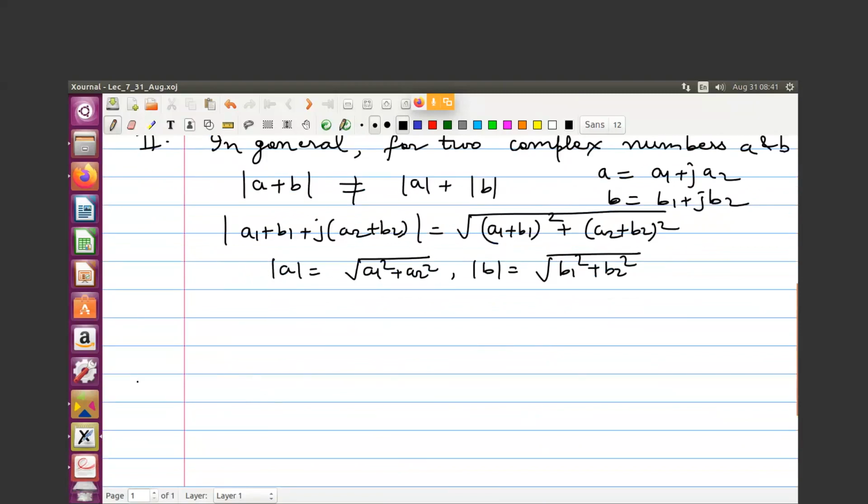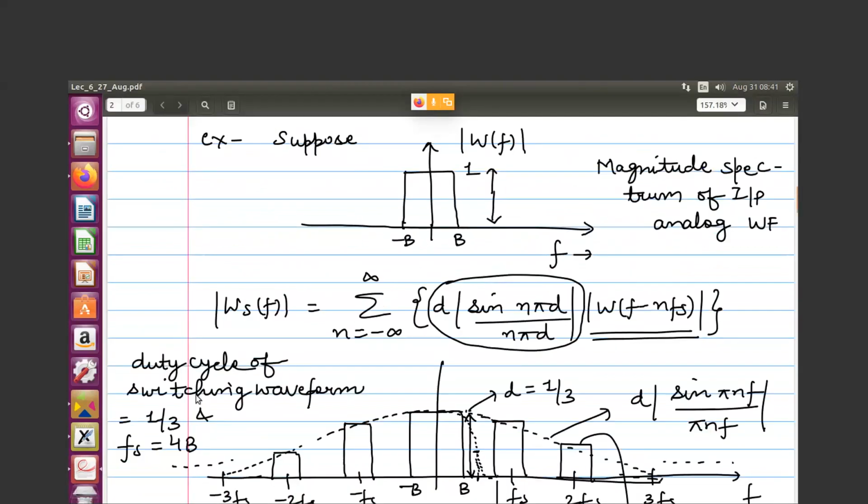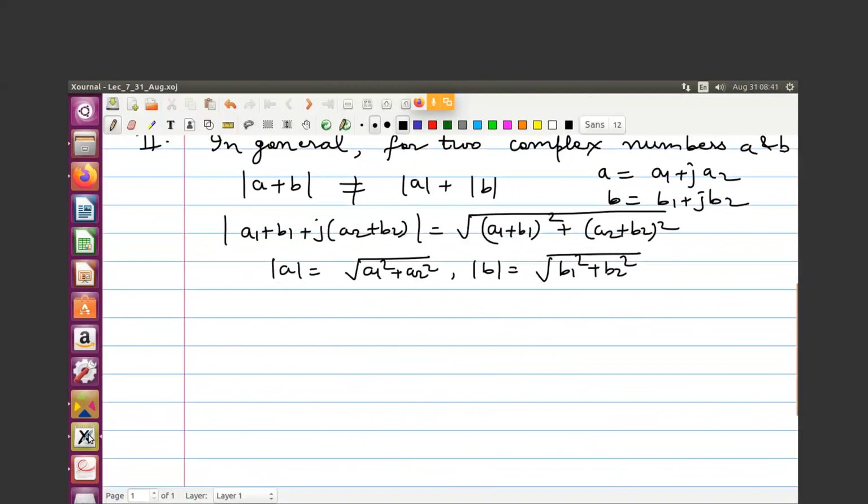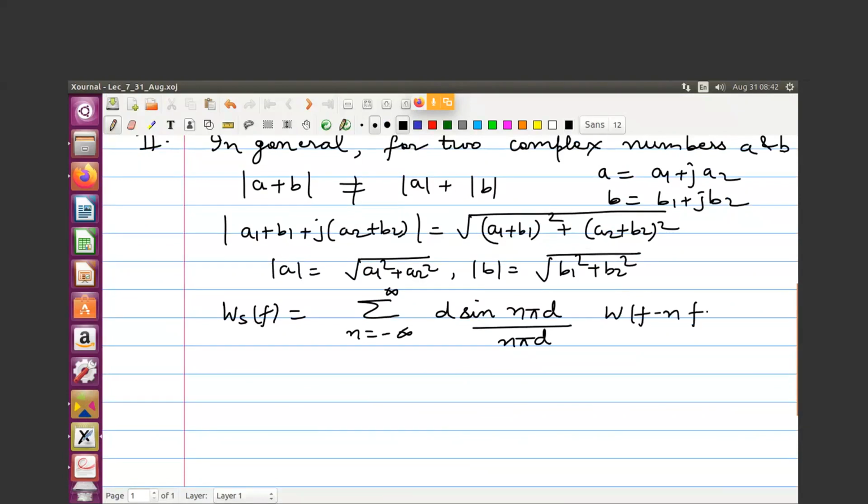Suppose we assume that WSF is equal to the summation from n equal to minus infinity to infinity of C of n, that is d sine of n pi t upon n pi t, times W of F minus n Fs. This was the original spectrum which we had.